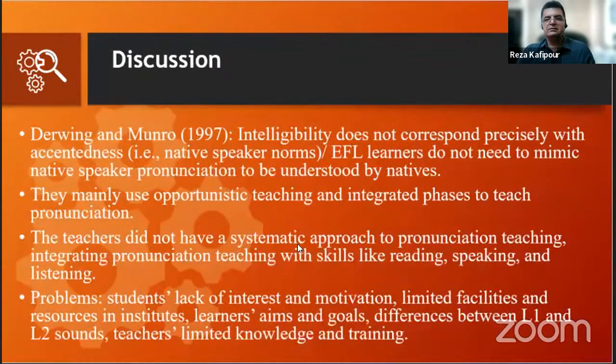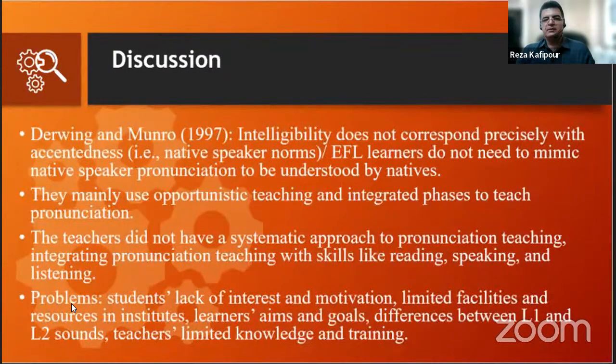Teachers didn't have a systematic approach to pronunciation teaching, integrating pronunciation teaching with skills like reading, speaking, and listening. So it means if the curriculum emphasized pronunciation, they try to spend time on working on pronunciation. Otherwise, actually, it was ignored in the class.